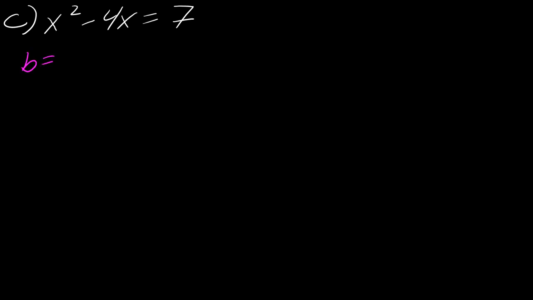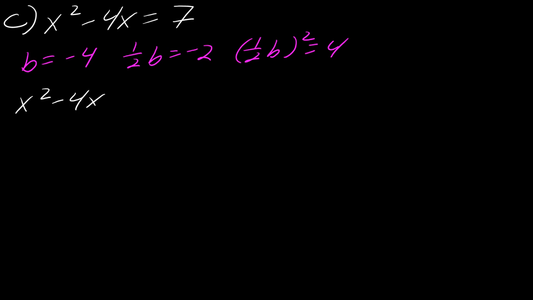So I've got my b is equal to, not -4. My b is equal to -4. My half b is equal to -2. And my half b squared equals +4. So I need to add +4 to each side. So I've got x squared minus 4x plus 4 equals 7 plus 4. So then this will become x minus 2 squared equals 11.